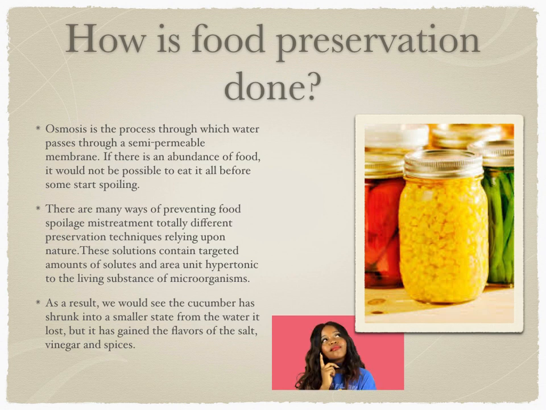For example, when cucumbers are placed into a concentration of high salt and sugar content, the water leaves the cucumber from a higher concentration of water, while at the same time the salt and vinegar flow into the cucumber. Since all things will flow from an area of higher concentration to one of a lower concentration, we would see that the cucumber has shrunk into a smaller state from the water it lost, but it has gained the flavors of salt and vinegar.